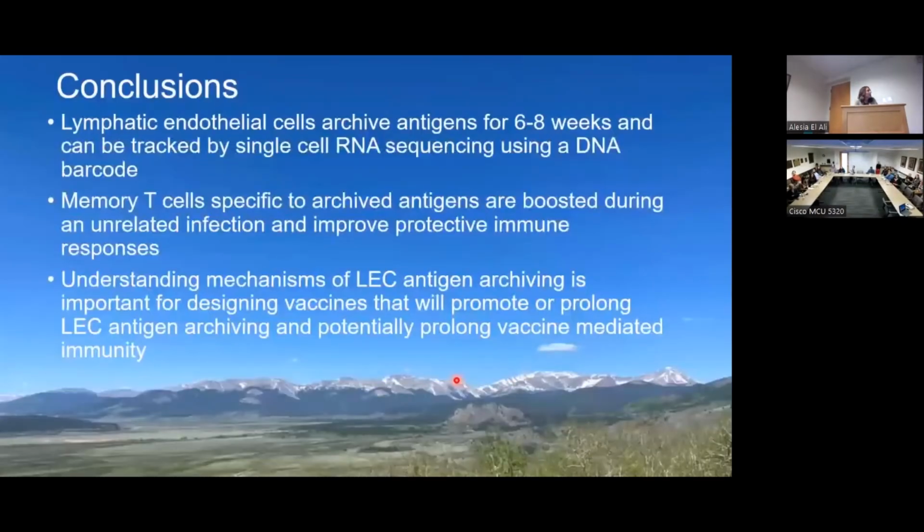So what we concluded was that lymphatic endothelial cells archive antigens for about 6 to 8 weeks, and that this can be tracked by single-cell RNA sequencing using a DNA barcode conjugated to the vaccine antigen. I also showed you that memory T cells that are specific to the archived antigens can be boosted during an unrelated infection, which improves protective immune responses. And what I hope to have shown is that if we can really understand the mechanisms of LEC antigen archiving, we can improve vaccines by potentially targeting these vaccine antigens to lymphatic endothelial cells.